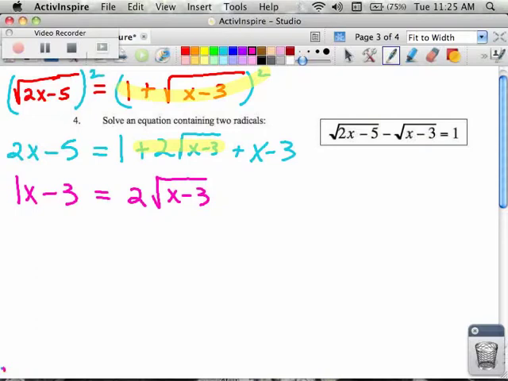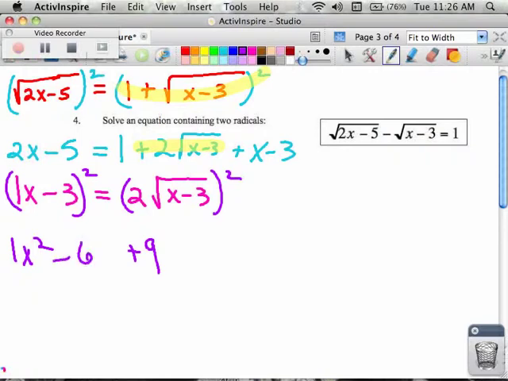Okay, so now we got the radical term by itself on the right, everything else on the left. I'm going to square both sides. So now the Joachim rule applies on the left-hand side. 1x squared is 1x squared. Negative 3 squared is positive 9. And 2 times 1x is 2x. 2x times negative 3 is negative 6x. So the left-hand side is that stuff squared.